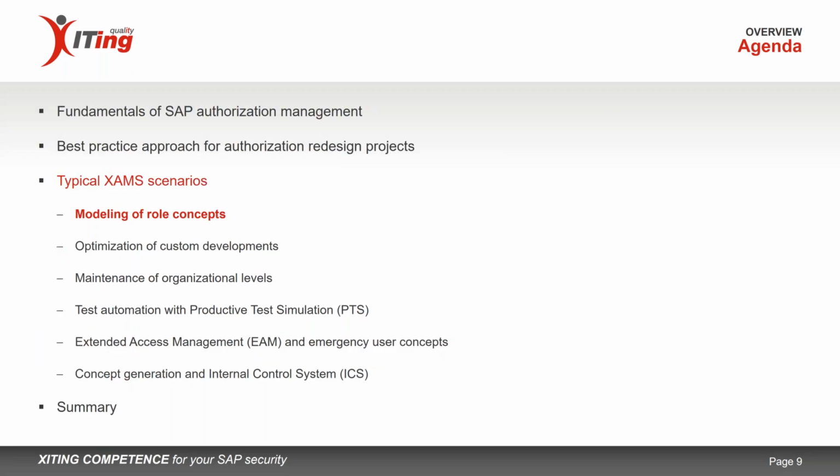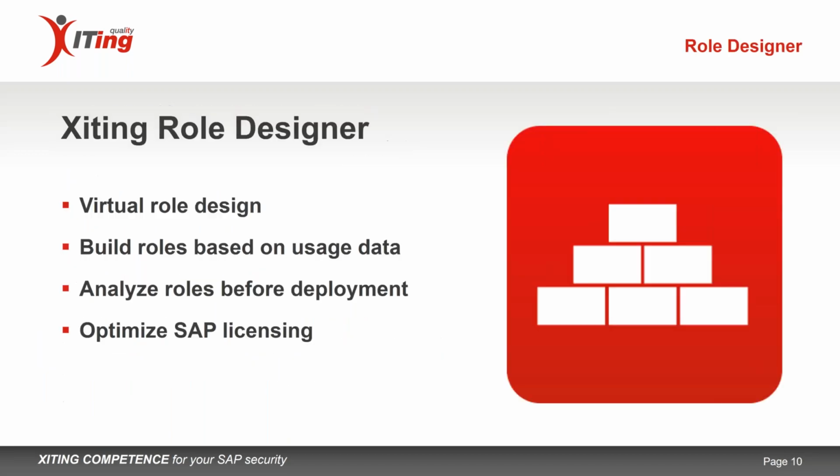All right, so the first step is to get our information in from our production system. It's in the Xiting Role Designer. We're going to do virtual role designs, and we're going to build roles, as I've stated, on usage data from production. We're going to be able to analyze those roles before we actually push them into the profile generator.